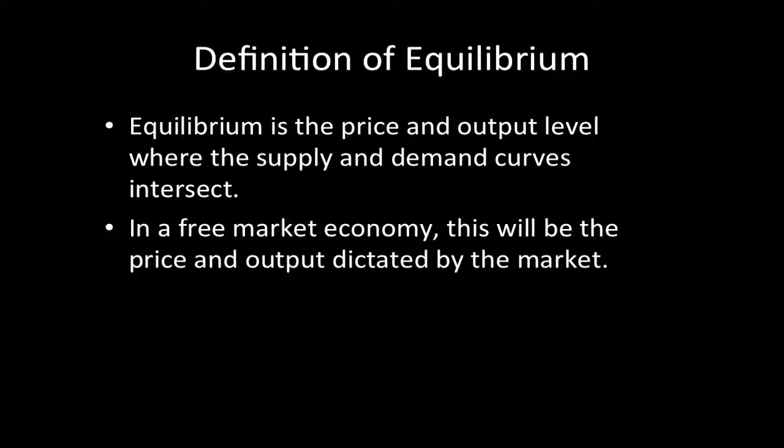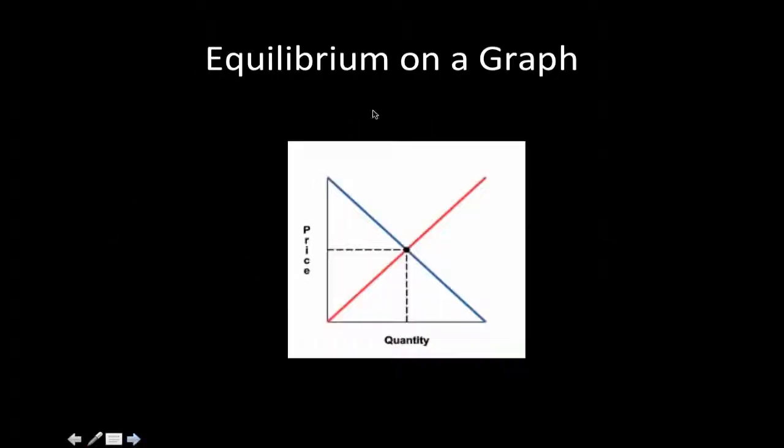And this is easier to visualize on a graph, so let me go ahead to this picture of a graph. Now you've all seen this before, the red upward sloping supply curve, the blue downward sloping demand curve. This point right here is the equilibrium value. As you can see, the price that will be paid on average is right there, and the quantity that will be supplied is right there.